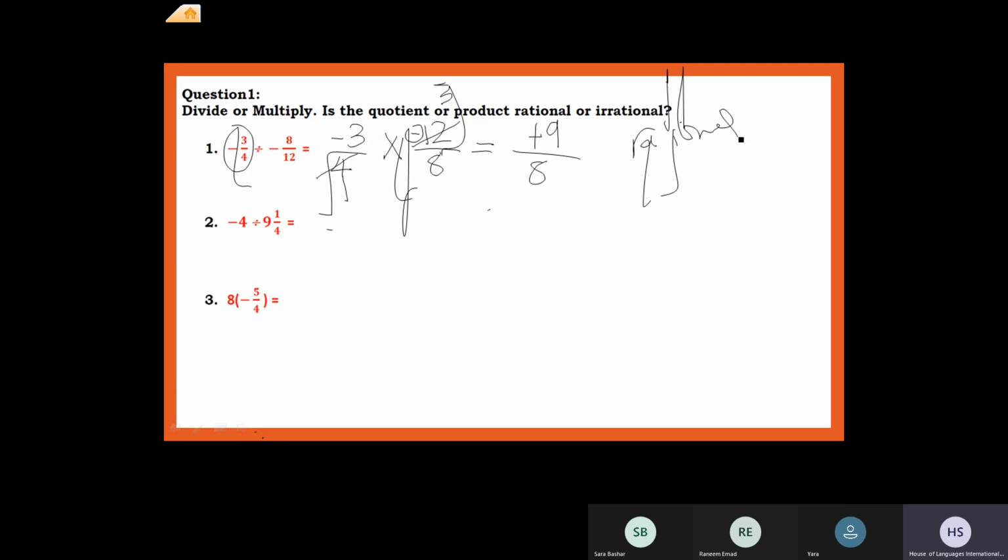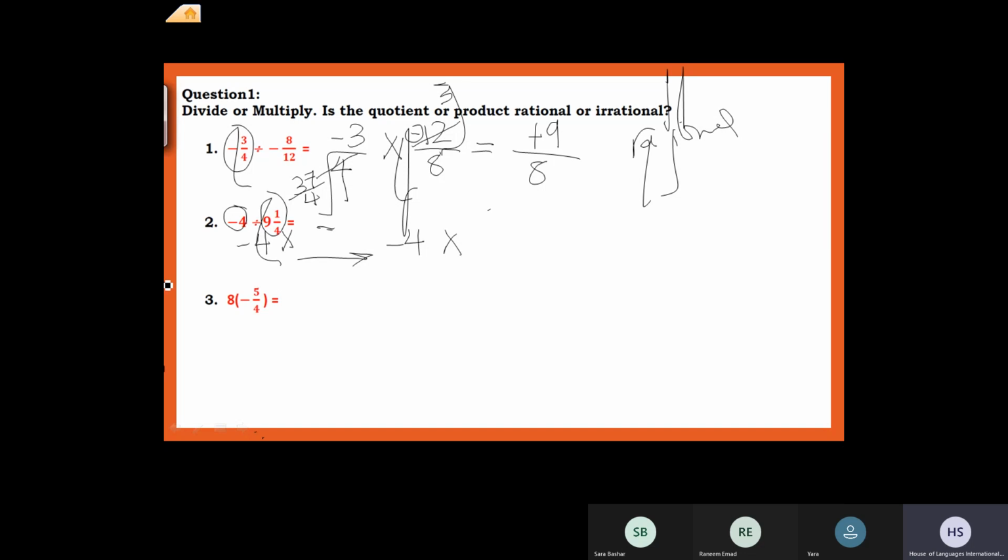Negative, positive, decimal, fraction, and so on. Yalla, let's go to the second one now. Negative 4, keep it as it is. Change the division to multiplication. And here we have a mixed number. How do you write the mixed number? So 4 times 9 plus 1. So this mixed number is 37 over 4. Now, if you want to write it, what do you have to keep? First, negative 4, change the division to multiplication, and write the reciprocal of 37 over 4.